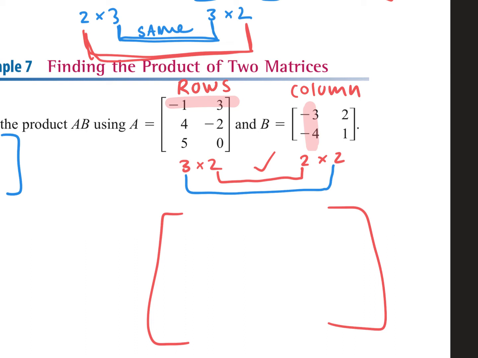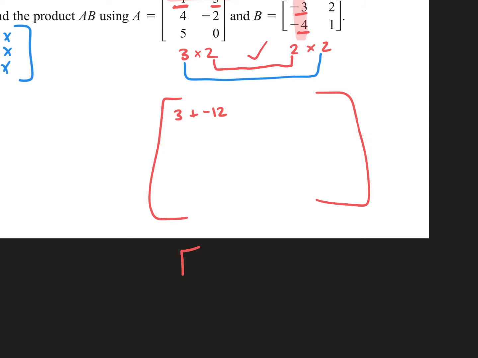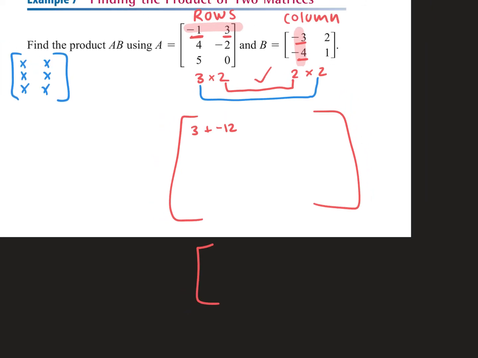Now when we multiply the first number times the first number, what is -1 times -3? 3. And then we add that to the second number times the second number. 3 plus -12. So I'll write it down here. That's going to be -9.